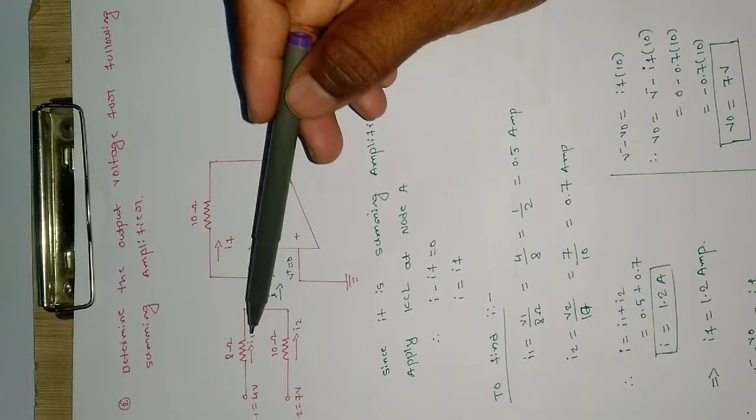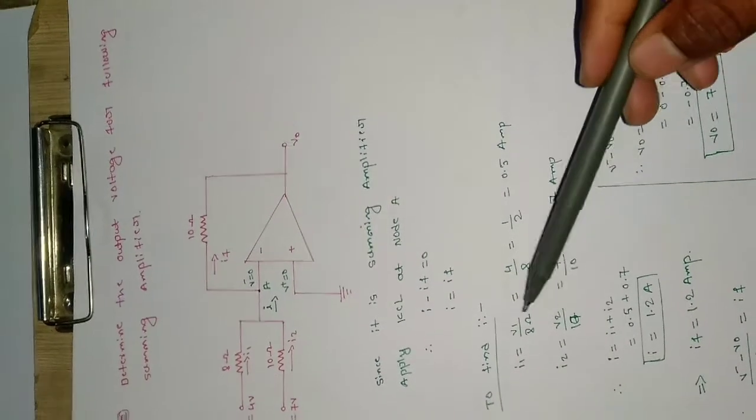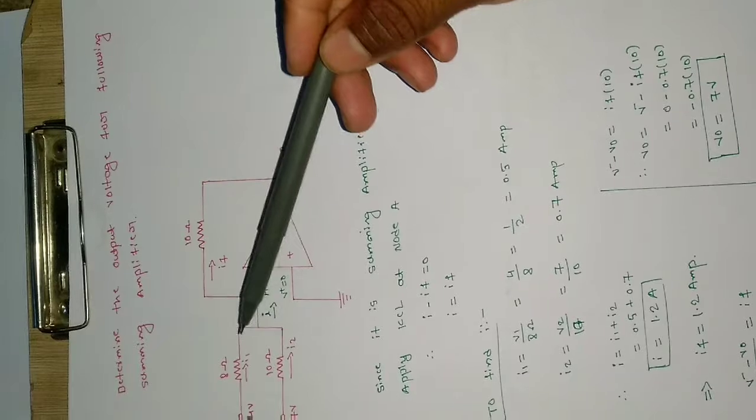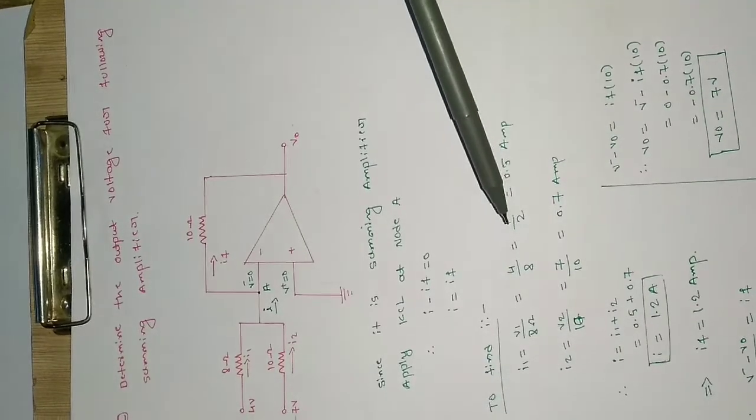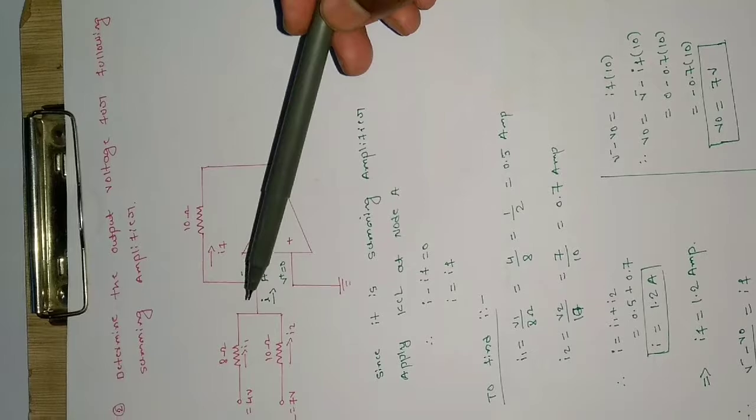So how can I find out I1 here? Apply Ohm's law, simple. That is I equal to V by R. So the voltage here is V1 and the resistance is 8 ohm. For the first case, 4 by 8, which will be equal to half, that is 0.5 ampere is the current, that is I1.